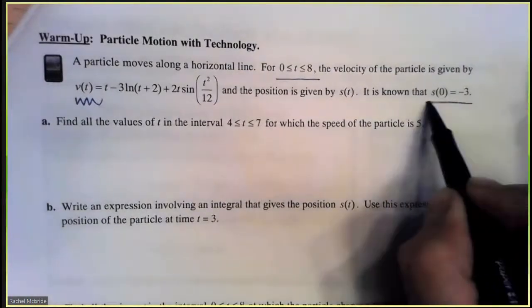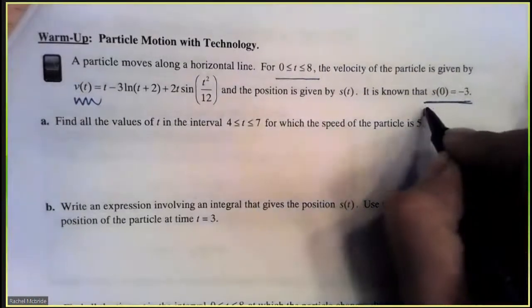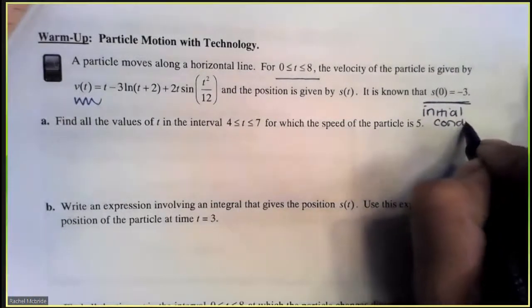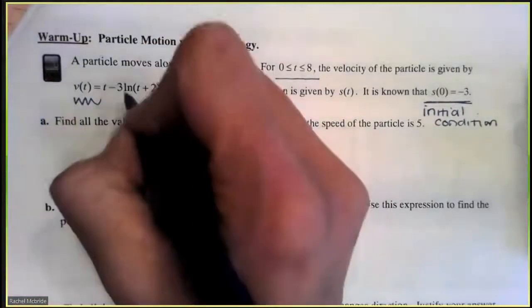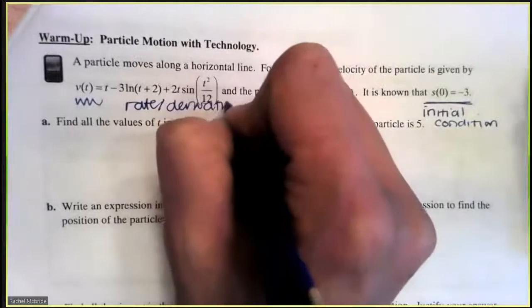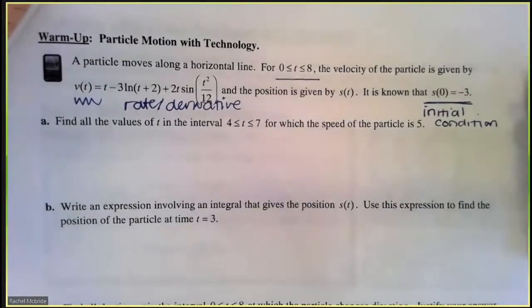This right here is our initial condition. They're giving me that so that I can apply the fundamental theorem of calculus at some point in this problem. So I have an initial condition. I have a rate or a derivative. And then we're going to interpret the first question.